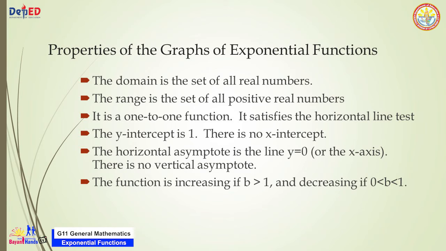There is no x-intercept. The horizontal asymptote is the line y equals 0 or the x-axis. There is no vertical asymptote. The function is increasing if b is greater than 1 and decreasing if b is less than 1.